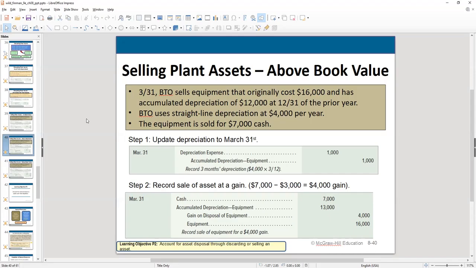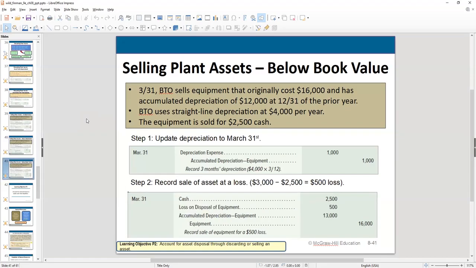So we're going to debit cash $7,000. We are going to credit accumulated depreciation equipment $13,000. Then we're going to credit gain on disposal of equipment $4,000, and we're going to credit equipment $16,000. Check your work after you do this journal entry. Total your debits, total your credits, and make sure they equal each other, okay?